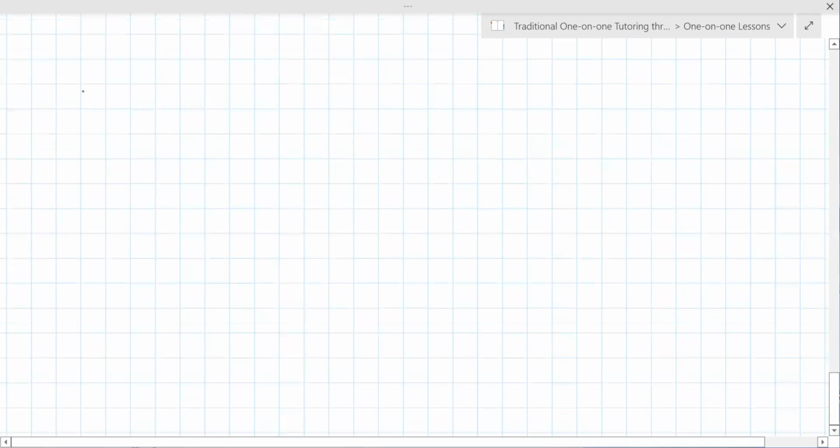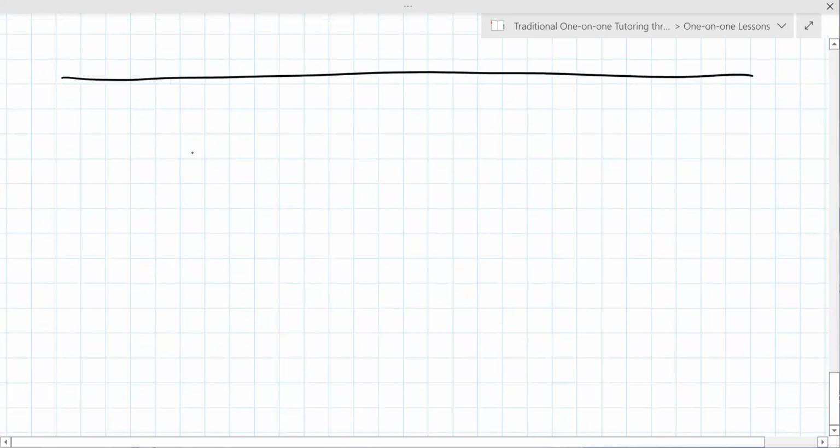All right, so let me make one for you here. 6 minus 4 divided by 1/2 plus 2. Go ahead and try working this out on your own, please.